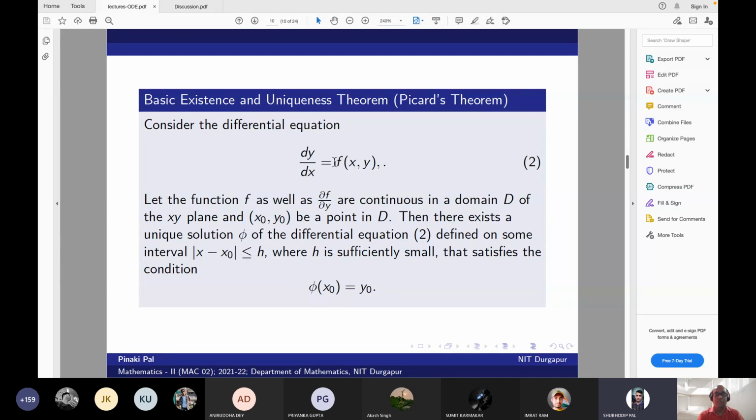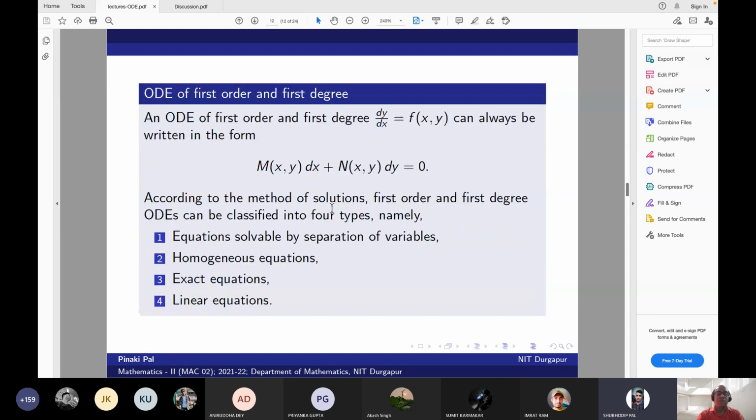If the function in the right hand side satisfies the conditions of Picard's theorem, that means f should be continuous in the domain along with its partial derivative with respect to the dependent variable y. Well, so next we will just recall. This is not in the syllabus. This is just for recollection. Okay, ordinary differential equation of first order and first degree. We can write it in the form M(x,y) dx plus N(x,y) dy. Either we can put it in the form dy/dx is equal to f(x,y), or in differential form it can be written as this.